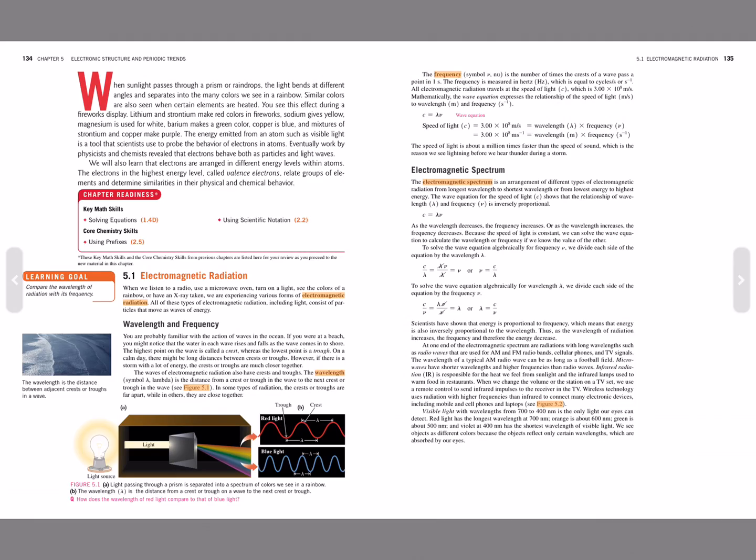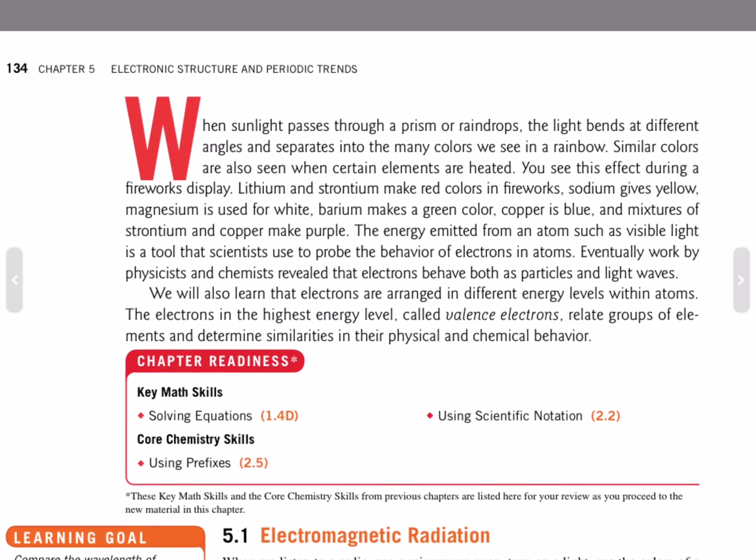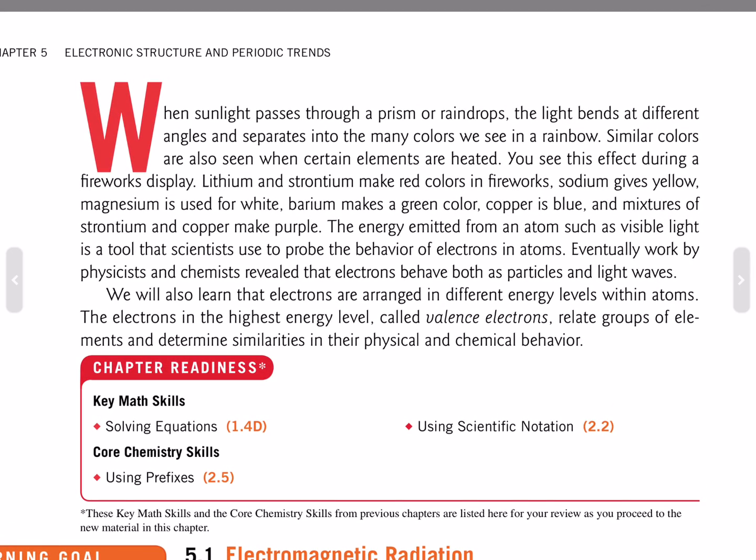Chapter 5 Electronic Structure and Periodic Trends. When sunlight passes through a prism of raindrops, the light bends at different angles and separates into the many colors you see as a rainbow. Similar colors are also seen when certain elements are heated. You see this effect during a fireworks display.